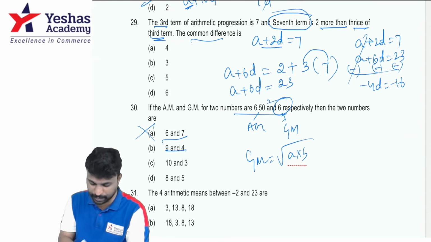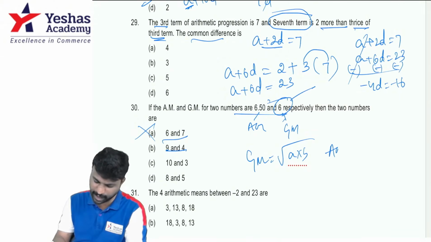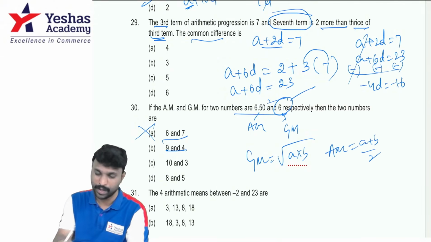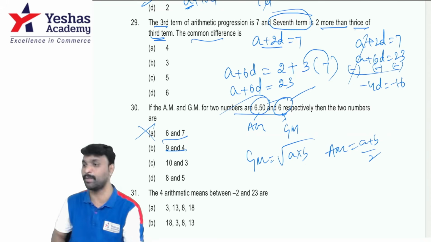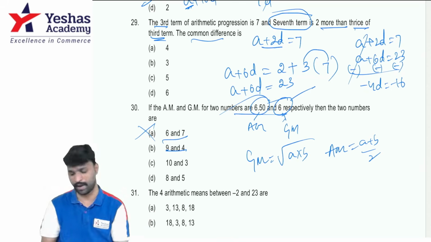If I hit option B, which is 9 into 4, 36. If I press the root, I get 6. So the geometric mean gets satisfied. Now check for AM. A plus B divided by 2. So 9 plus 4 divided by 2 gives me 6.5. AM also gets satisfied. Yes, always check for GM first. If GM satisfies, then only check for AM.